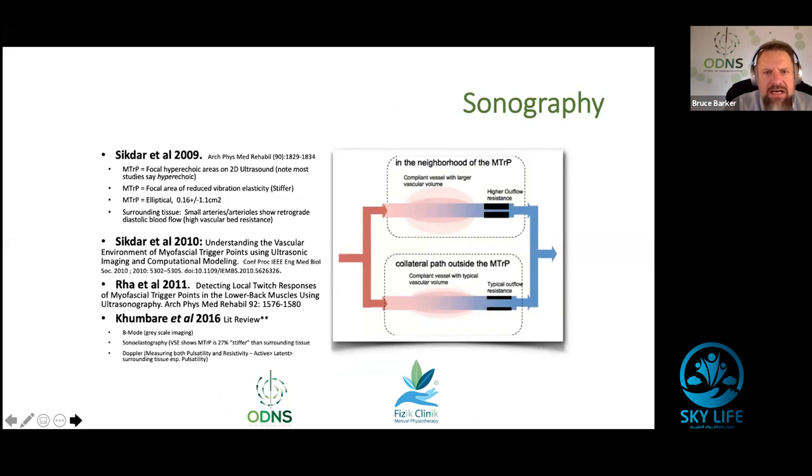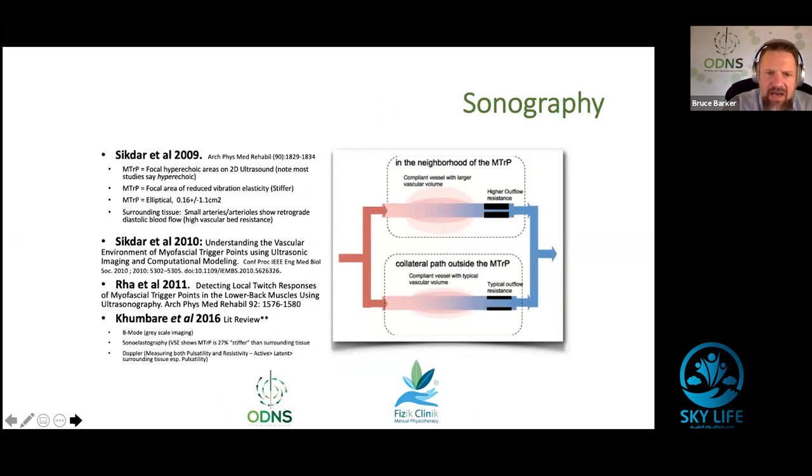Now, Srinivasan Sikdar has published a number of papers on ultrasound, where he's using a particular technique to look at the characteristics of the tissue around the trigger point. He's used a couple of different ways. He's used some blood flow. He's used some vibration sonoelastography as well, different techniques of ultrasound to show the characteristics.